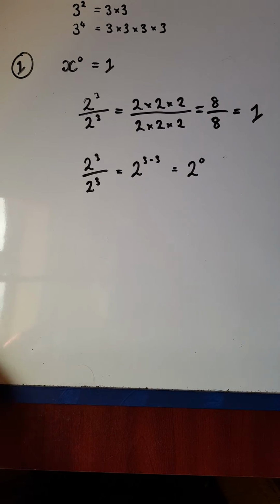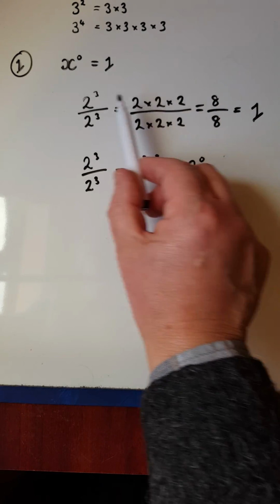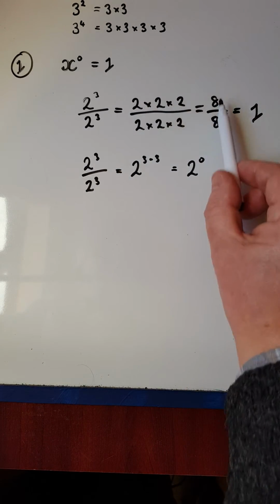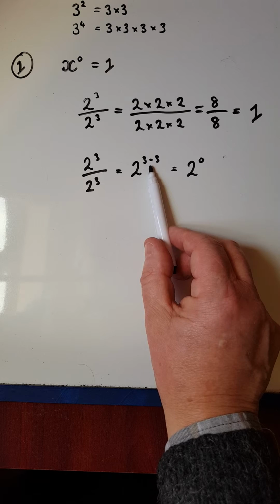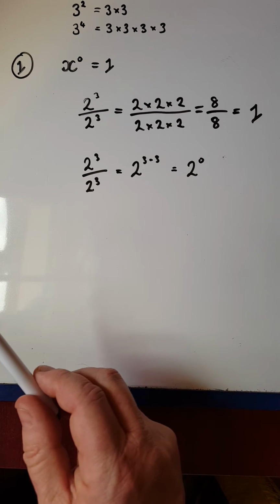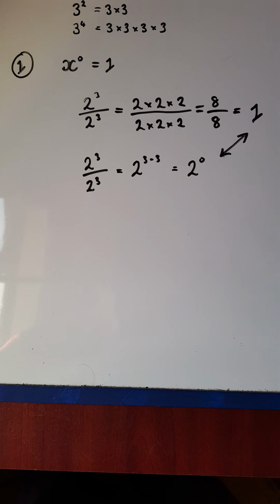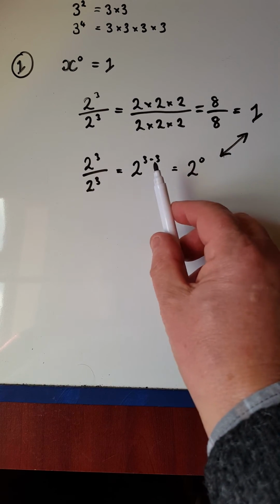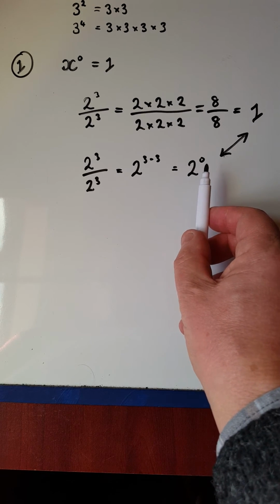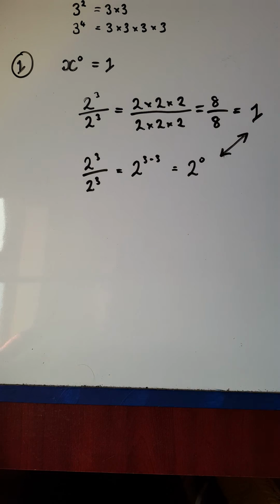Now, what's happened there? We've done the same sum twice. We've done it by expanding the numbers. 2 times 2 times 2 makes 8. 8 divided by 8 is 1. We've done it by index form. 2 to the power 3 minus the other 3. And that becomes 2 to the power 0. These two things are exactly the same answer to the same question, done in a different way. Whatever numbers you put in here, you will always end up with a 0. And if you put them in here, you will always end up with 1. So, 2 to the power 0 is 1.